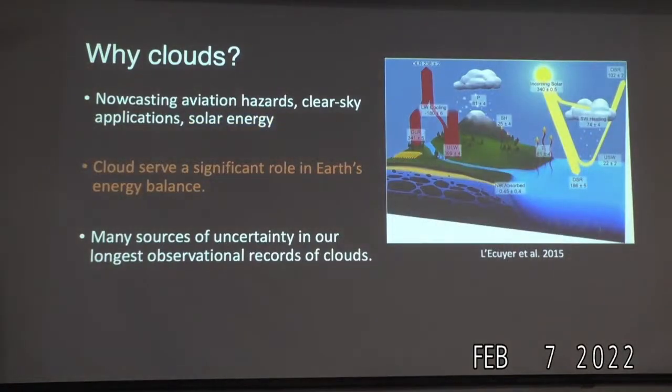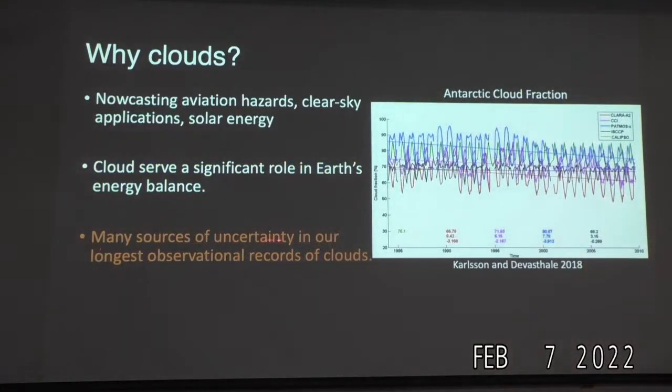Of course, clouds serve a significant role in Earth's energy balance. In conjunction with aerosols, they're one of the largest sources of uncertainty in future climate projections. And it's certainly not helped by the fact that there's many sources of uncertainty in our longest observational records of clouds. On the right is Antarctic cloud fraction. These top 3 data sets here are CLARA-A2, CCI, and PATMOS-x. All 3 of these data sets are different reprocessings of the same data from AVHRR. We see there's differences in the mean cloud fraction, the seasonal cycle, and the overall trend from all 3 of these. So there's uncertainty from an algorithmic perspective as well.